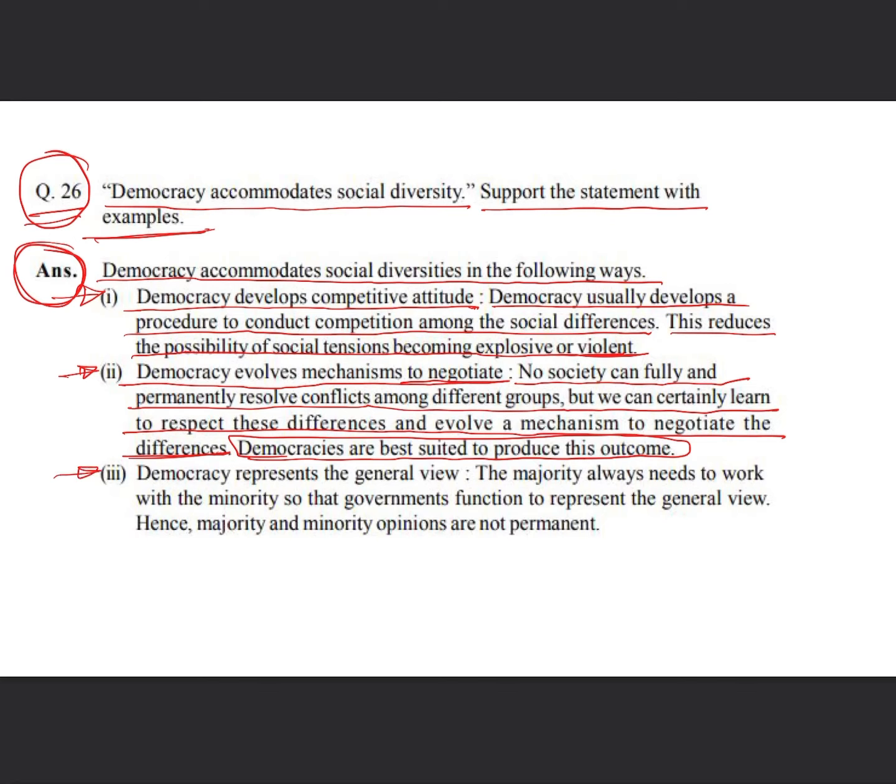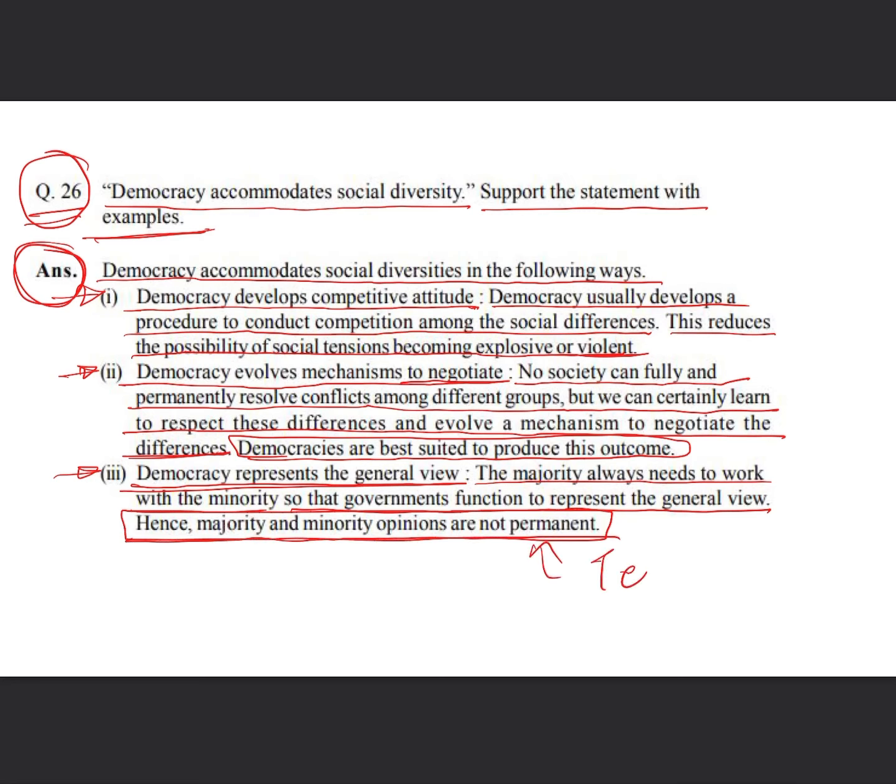Third, democracy represents the general view. The majority always needs to work with the minority so that the government functions to represent the general view. Hence, majority and minority opinions are not permanent. The opinions are on a temporary basis only.